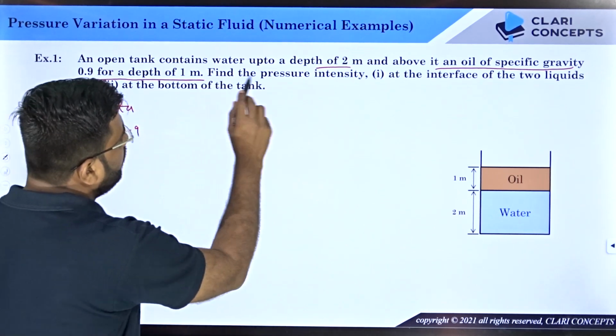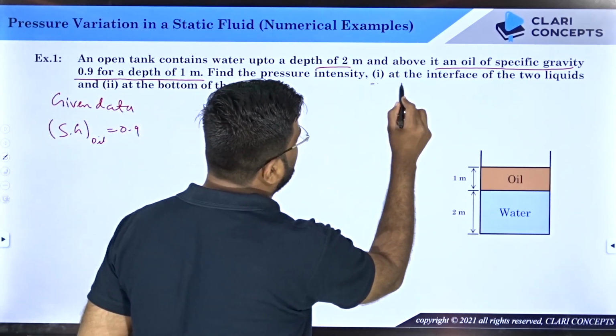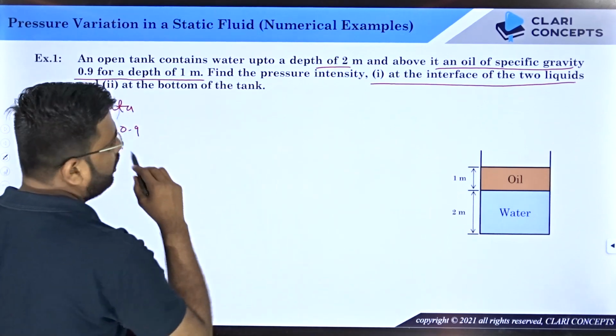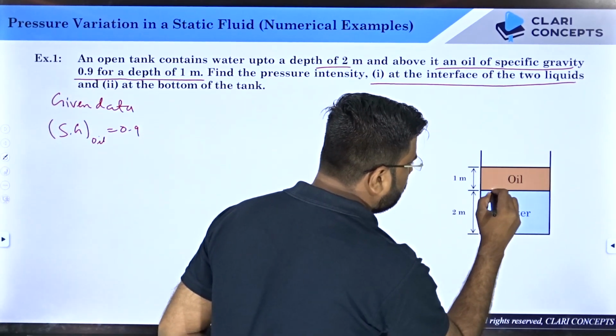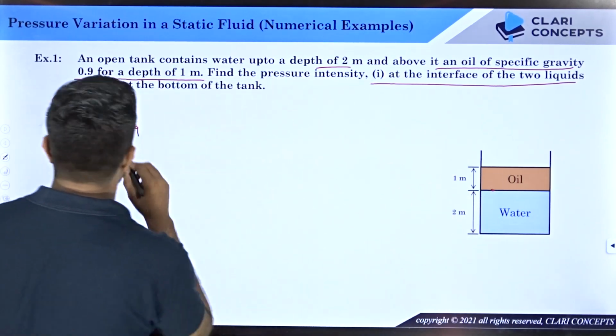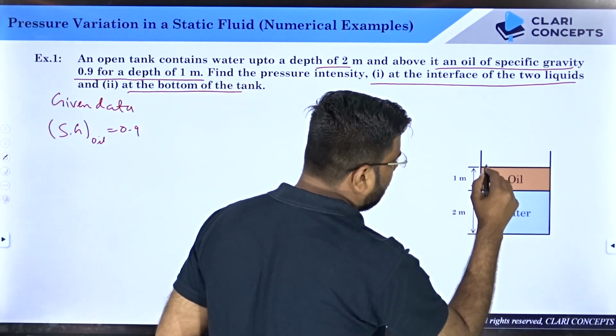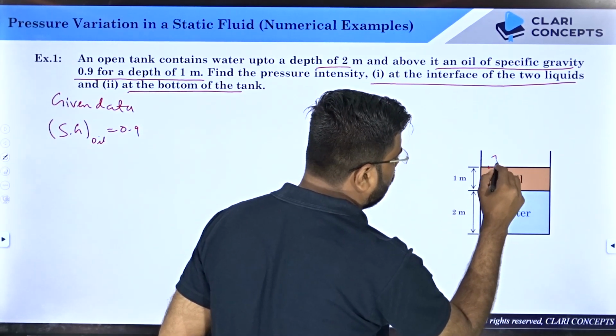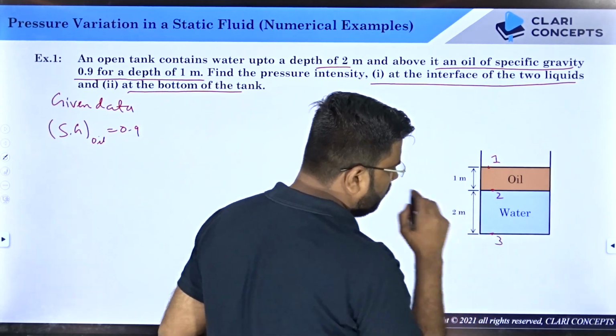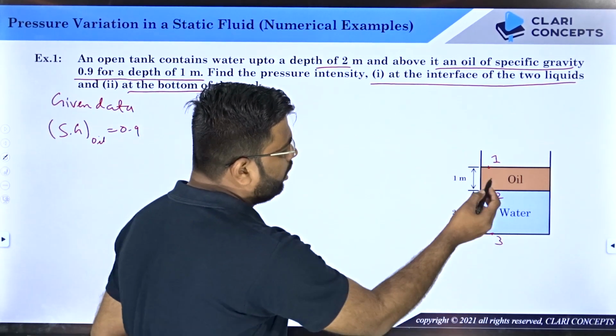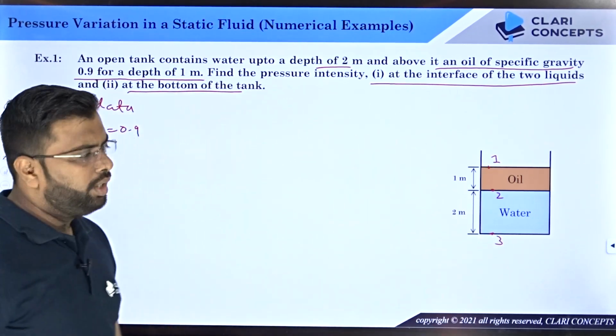Find the pressure intensity, number 1, at the interface of the two liquids. That means somewhere over here. And number 2, at the bottom of the tank, that means somewhere over here, for example. So let me mark 3 points: point number 1, 2 and 3. My target is to find the pressure at point number 2 and pressure at point number 3.